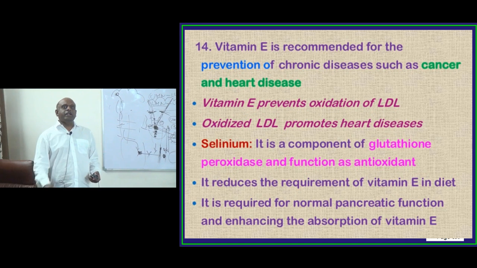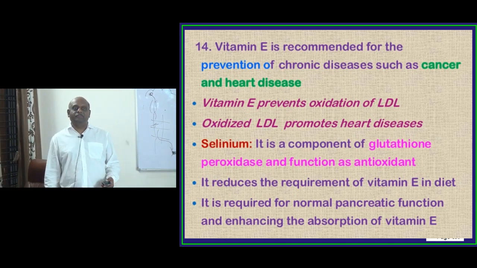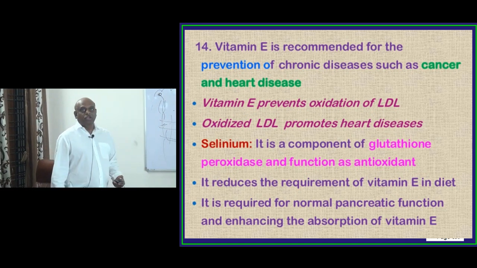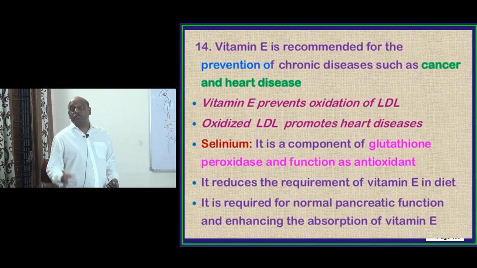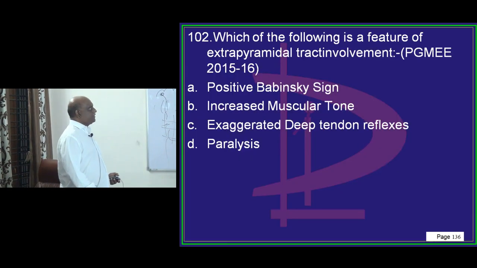What are the other important antioxidants? Selenium, which is a part of glutathione peroxidase. If selenium is not there, you get Keshan cardiomyopathy, is what you need to remember.